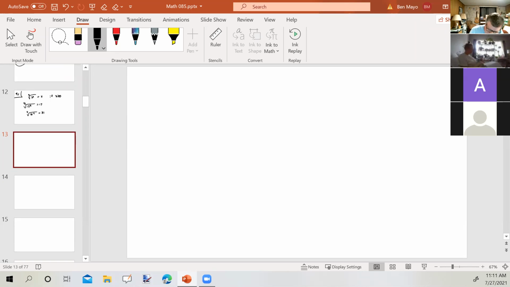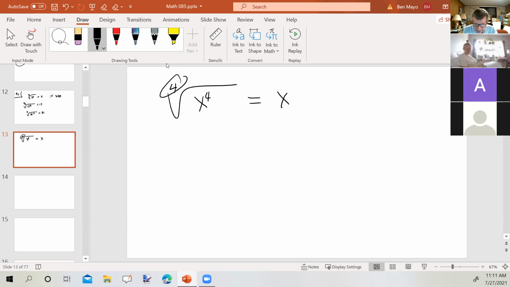So let's say I'm taking the fourth root of x to the fourth power, and I'm told that x is unrestricted. X could be any real number. Well, I get x, but I'm taking an even root, and x could be negative. So in this context, I have to put absolute value bars around it so that if x is negative, the final answer is still going to be positive.